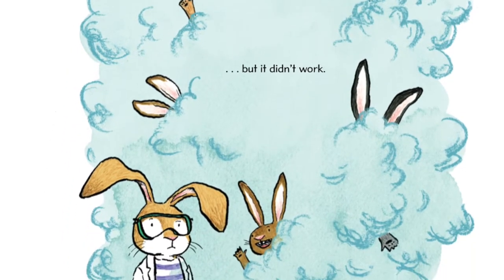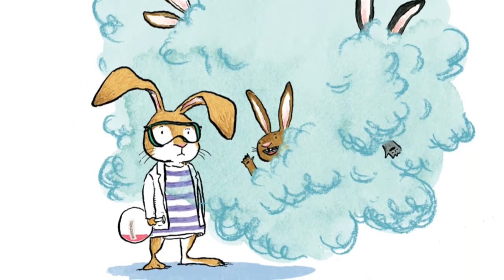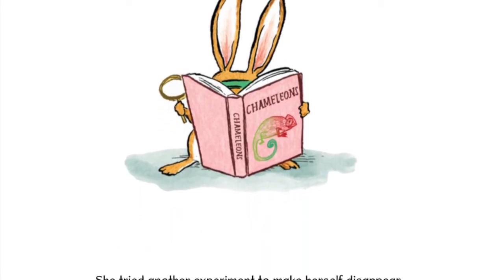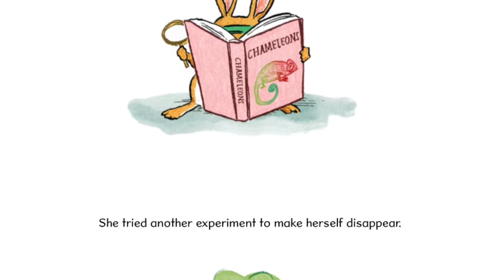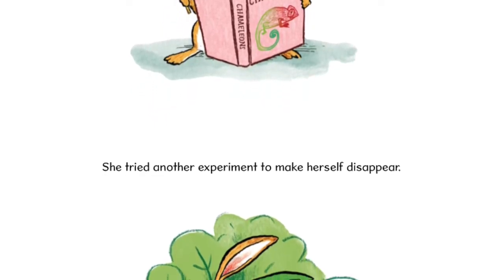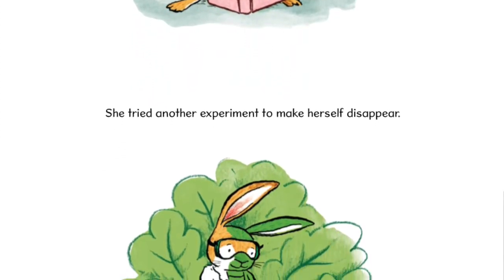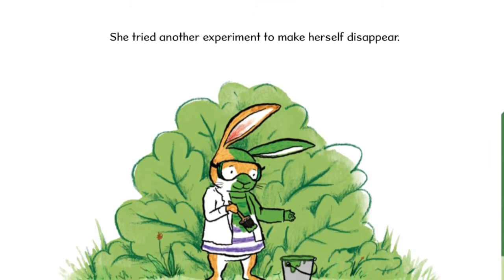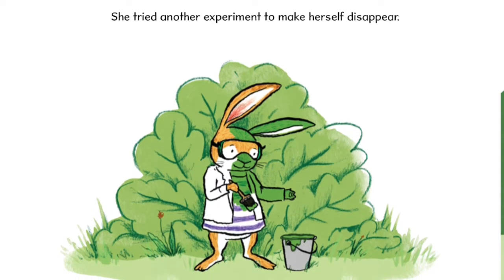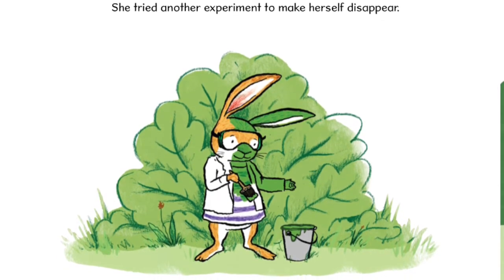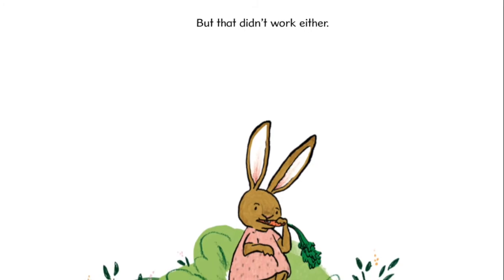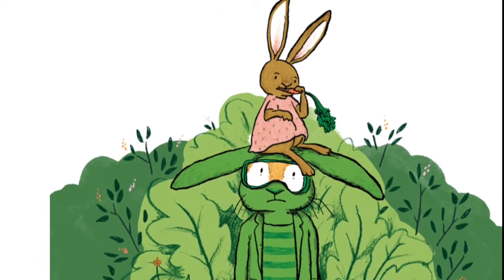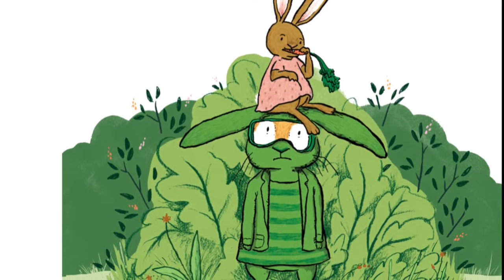But it didn't work. She tried another experiment to make herself disappear. Oh, do you see, readers, what she's doing there in that picture? She seems to be studying what makes chameleons special, and so it looks like she's trying to camouflage herself so that no one can find her. But that didn't work either. Oh, readers, and she worked so hard on doing all that research too.